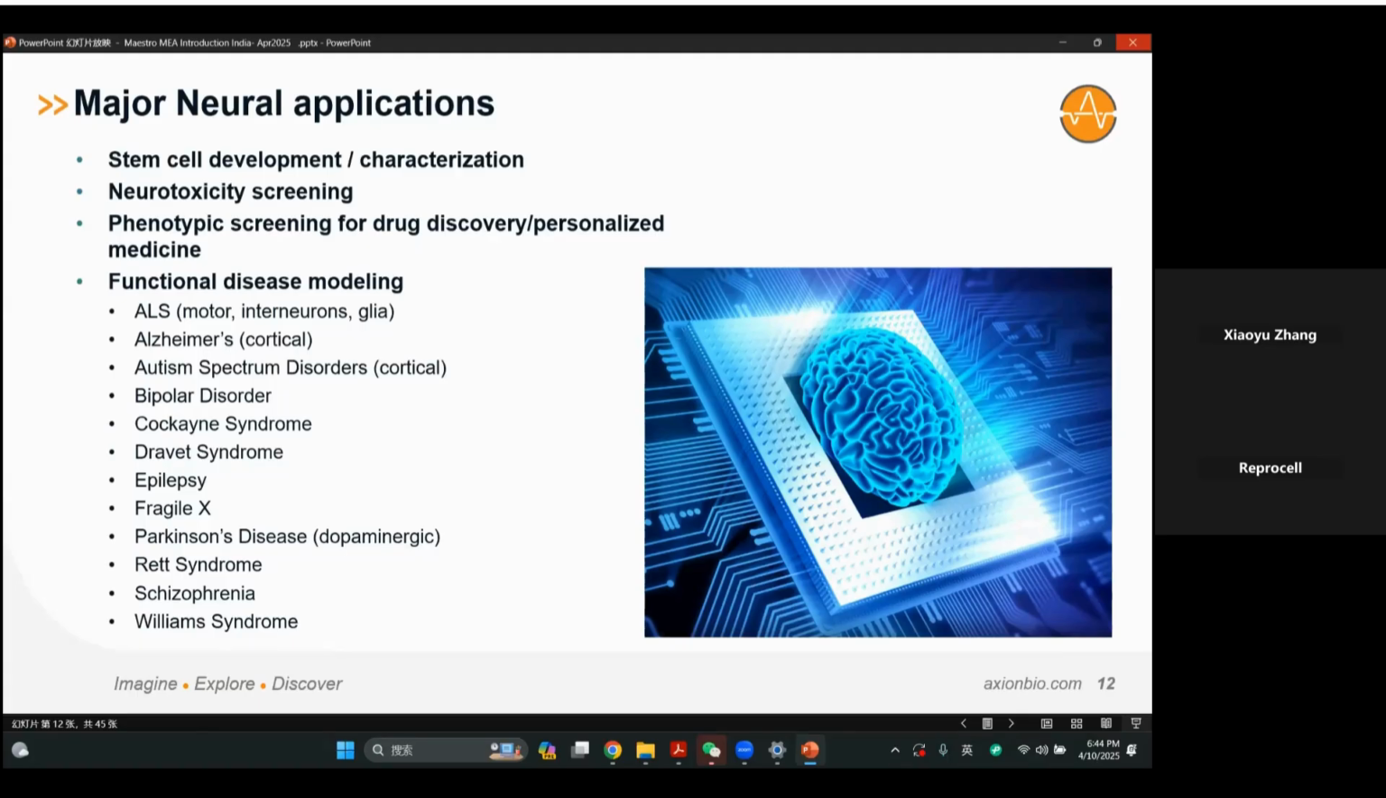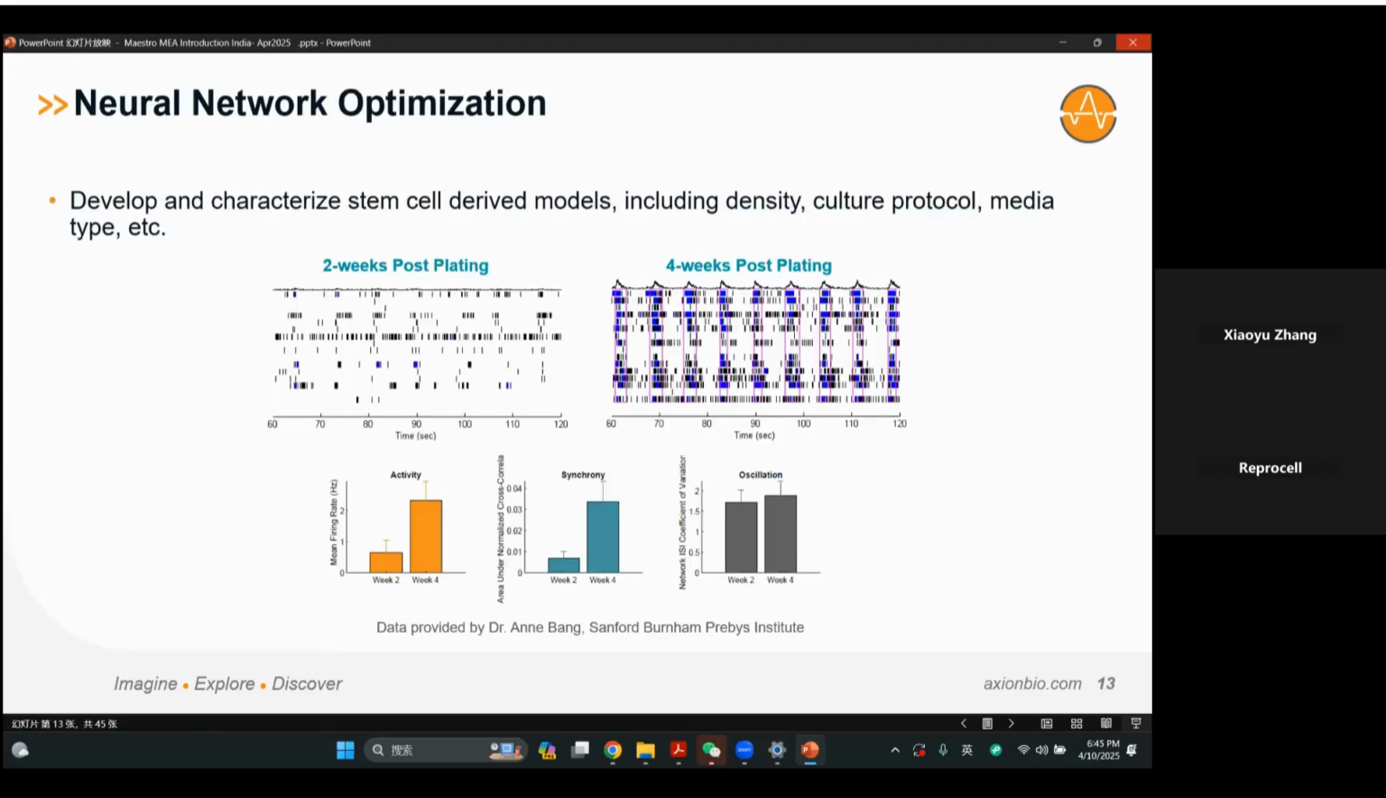With our MEA plates, we offer throughput from 6 to 96 wells. Users can maximize throughput, flexibility, and ease of use. The Maestro MEA is the perfect complement to many molecular biology assays, providing a comprehensive and efficient solution for your research needs. And so let's move on to more specific examples.